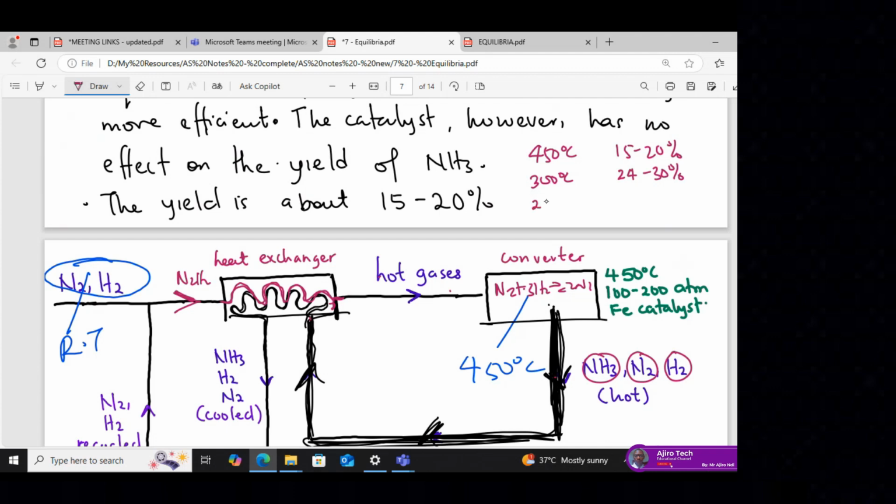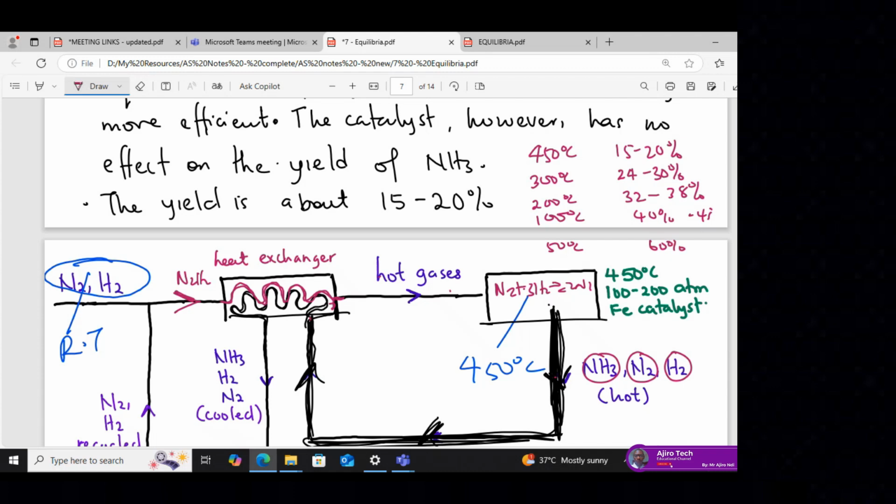For 200 degrees Celsius, it may become 36, 38%. Can you see that? It's increasing. Go for 100 degrees Celsius, you may increase to maybe 40% to 45%. Then again, you say, okay, let me go for another one. Let me go for that again. Go for 50 degrees Celsius, you may get up to 60% yield.